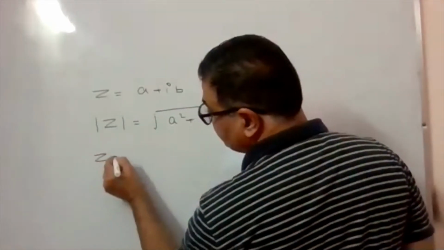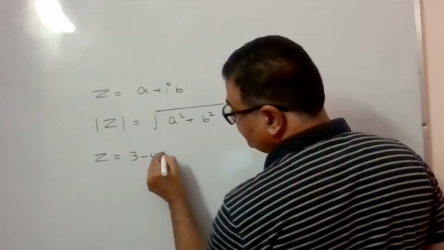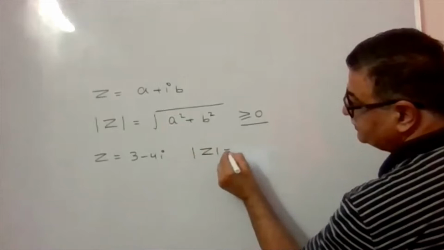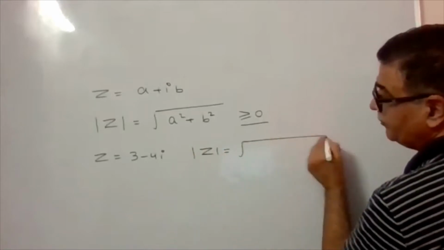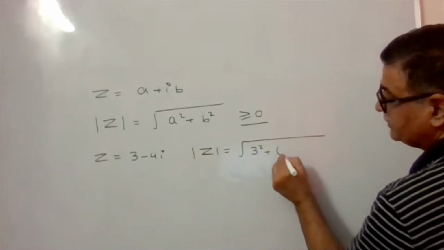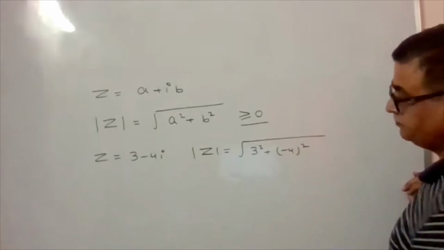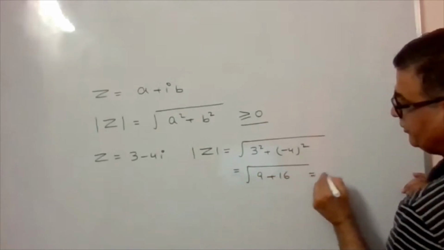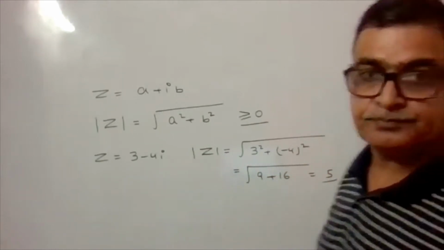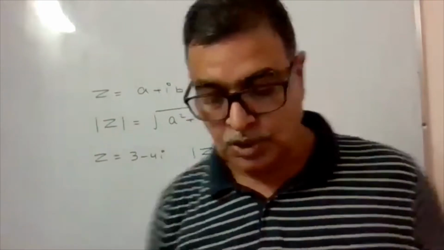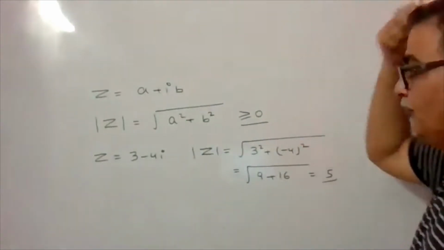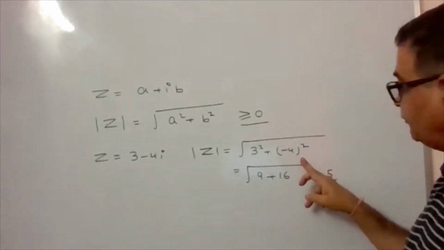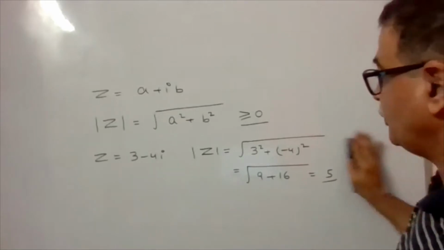For example, if I say one complex number 3 minus 4 iota, and you write down the modulus of it, when you take the modulus of it, it will come out to be 3 square plus minus 4 whole square. Then we will solve this as 9 plus 16, 25, so it will come out to be 5. So modulus of Z is under root 3 square plus 4 square, that will be 5. One more question please.